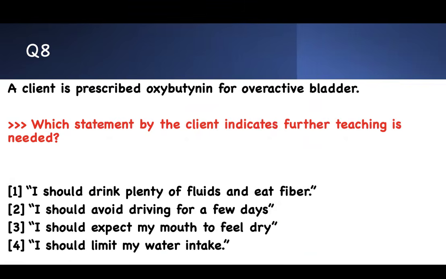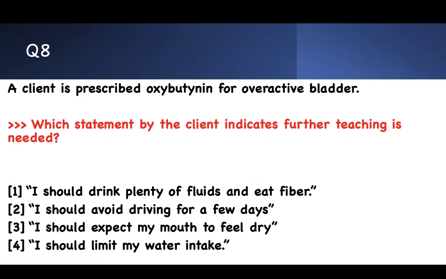The client is prescribed Oxybutynin for overactive bladder. This is the same question we saw in the other medication. I give you the medication. I give you what it's used for. If you don't know Oxybutynin, now you know what it is. It's used for what? Overactive bladder. That means what? It's going to slow the bladder down. It has to be anticholinergic.